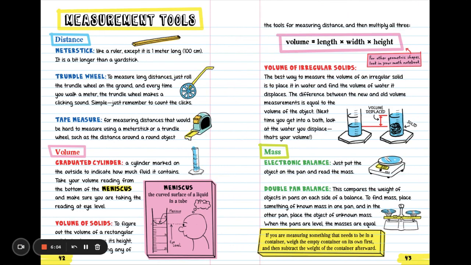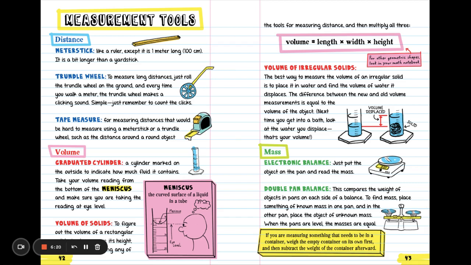Trundle wheel. To measure long distances, just roll the trundle wheel on the ground, and every time you walk a meter, the trundle wheel will make a clicking sound. Simple, just remember to count the clicks. Tape measure. For measuring distances that would be hard to measure using a meter stick or a trundle wheel, such as the distance around a round object.